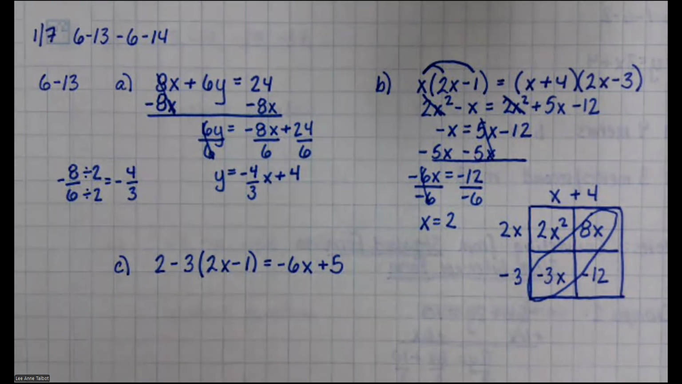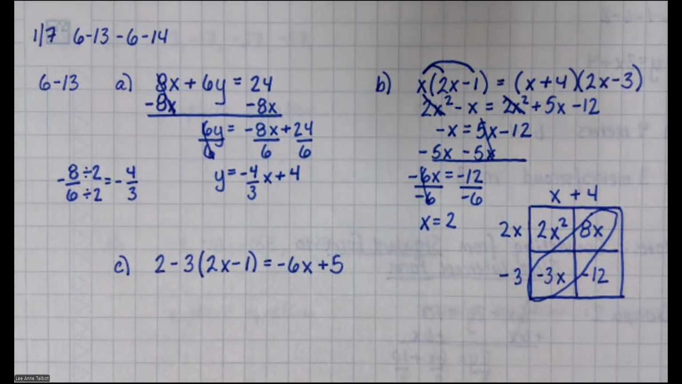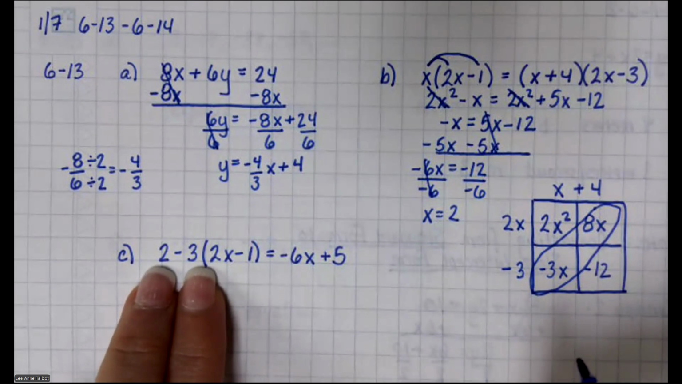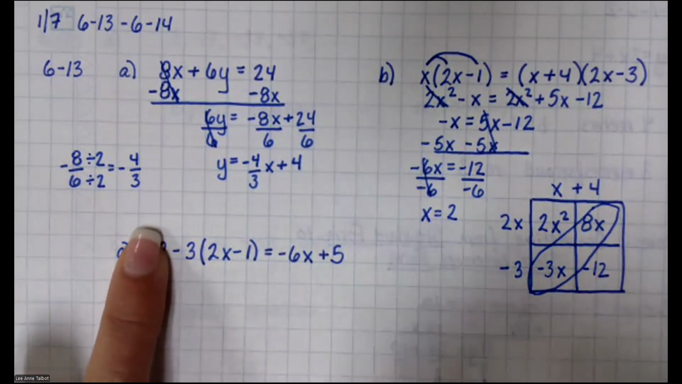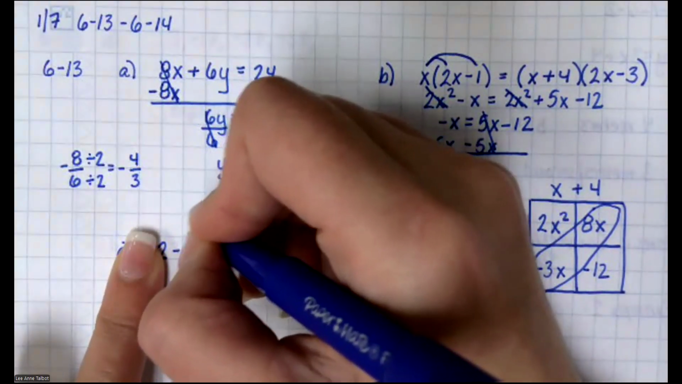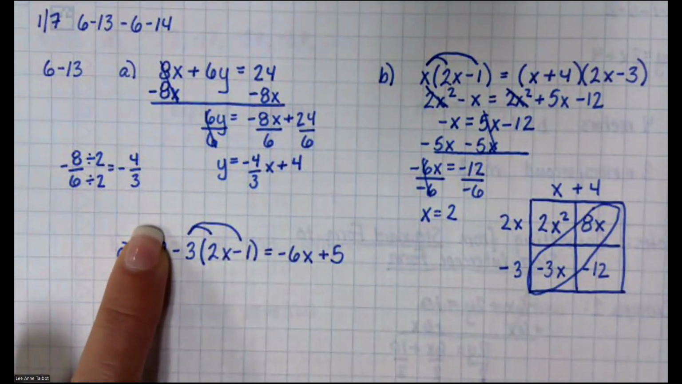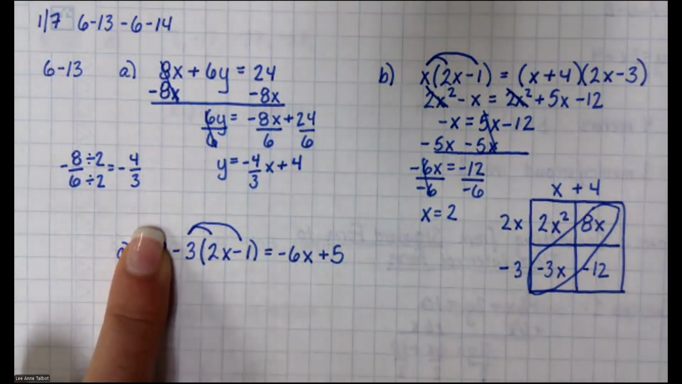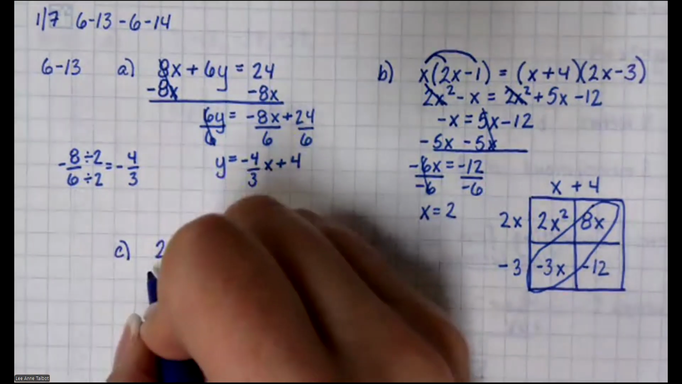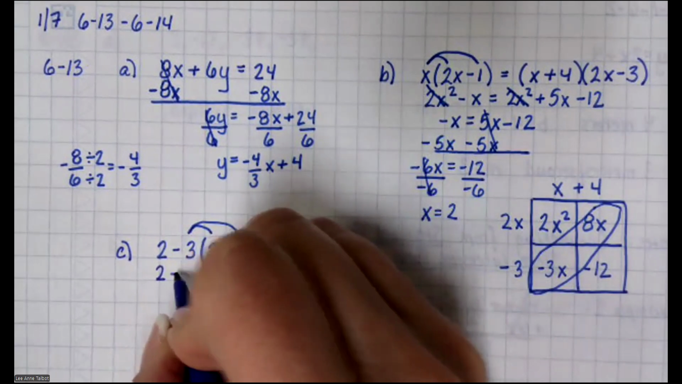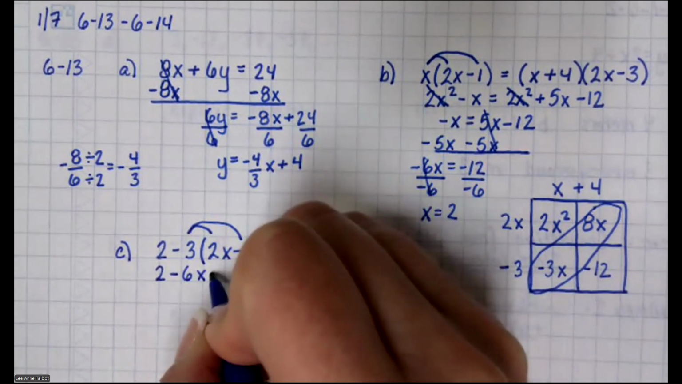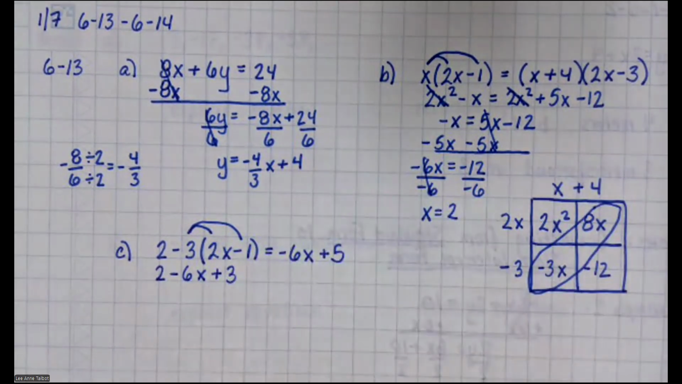Okay, now, see, this one is definitely important for 2 reasons. First, I want to make sure that you don't do 2 minus 3. That is not proper order of operations. You need to distribute, and you need to be very careful and distribute -3, not regular 3. So we have 2 minus 6x plus 3.